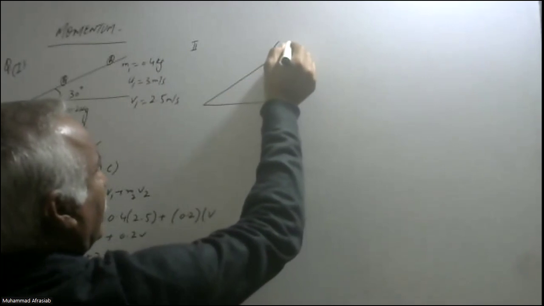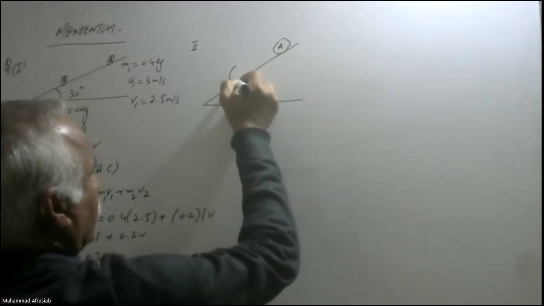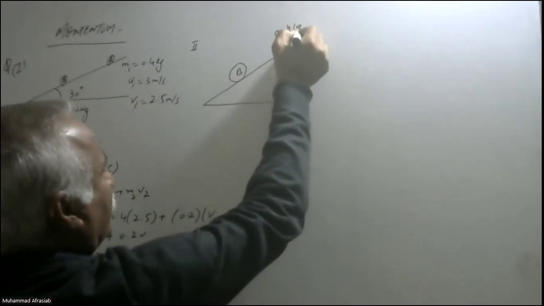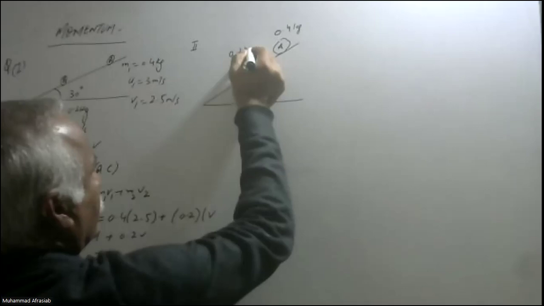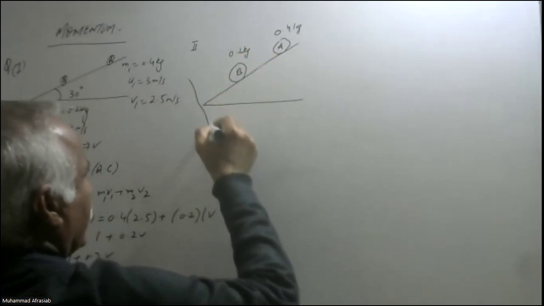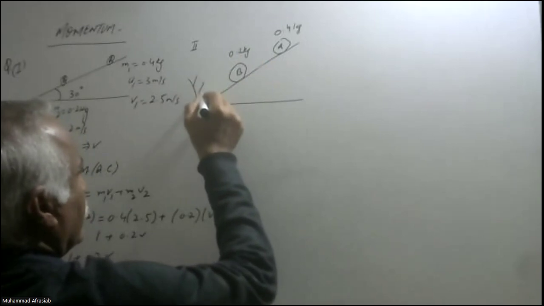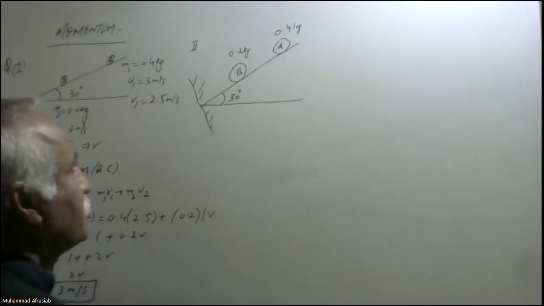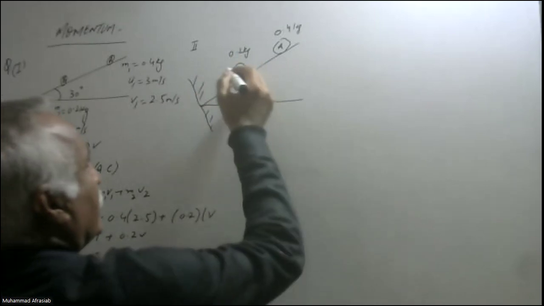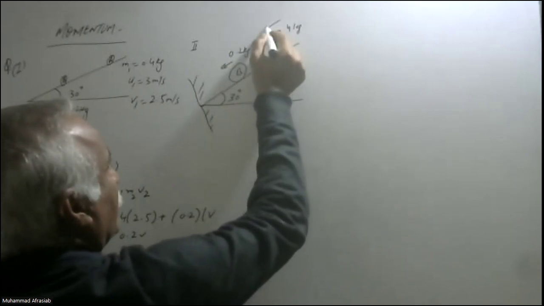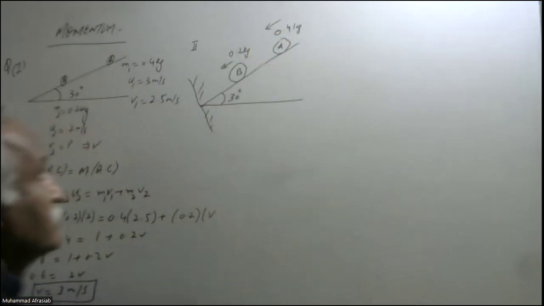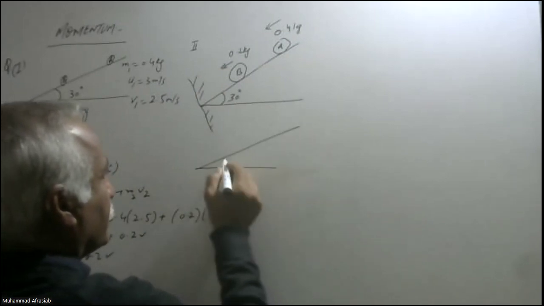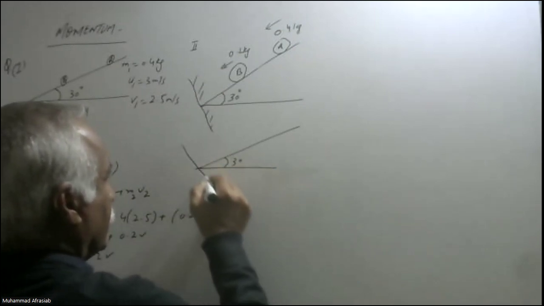This is particle A, this is particle B. Its mass is 0.4 kg, and its mass is 0.2 kg, and there is a barrier on this inclined plane, which is making an angle of 30 degrees. We know that B is moving downward and A is also moving downward. For particle B, this is the barrier.